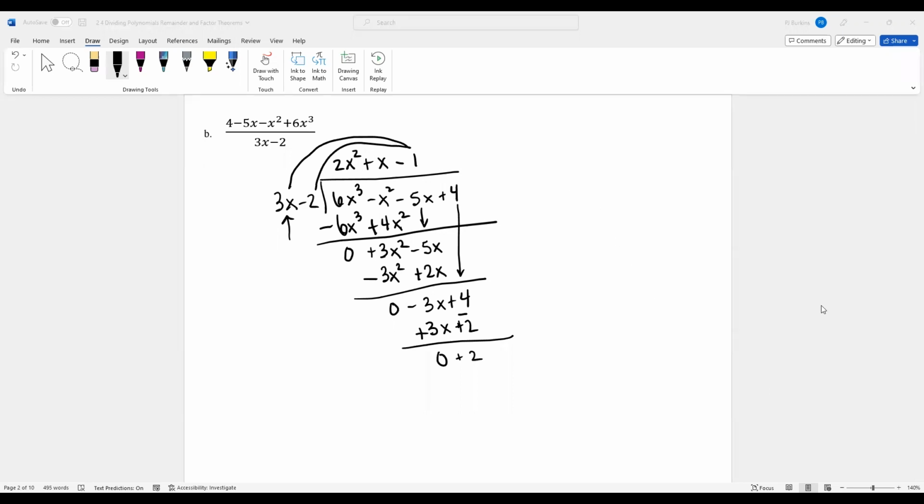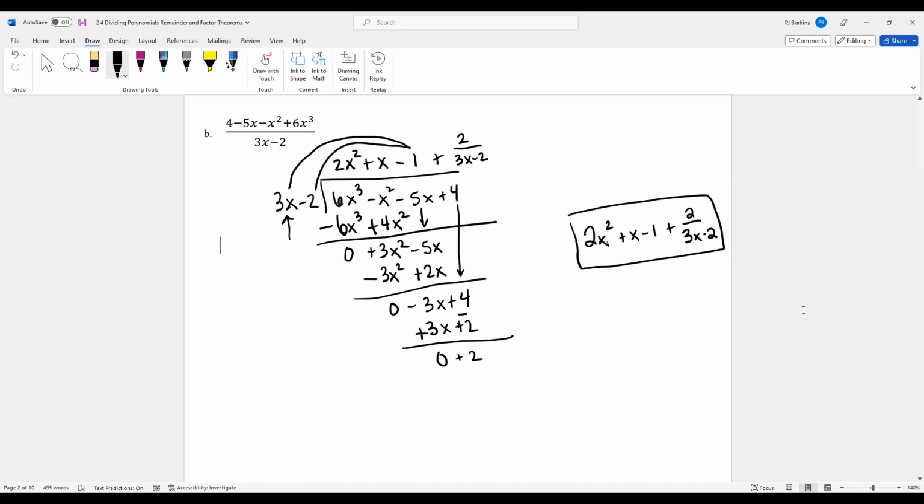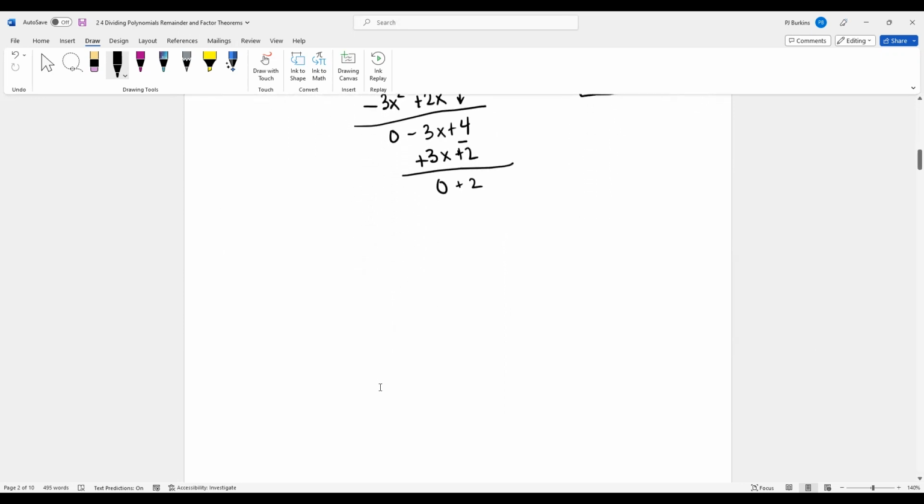So the way to treat the remainder, we just add the 2 divided by the divisor to whatever our solution was. So the solution to this division was 2x squared plus x minus 1 plus 2 over 3x minus 2. Let's continue and look at another example.